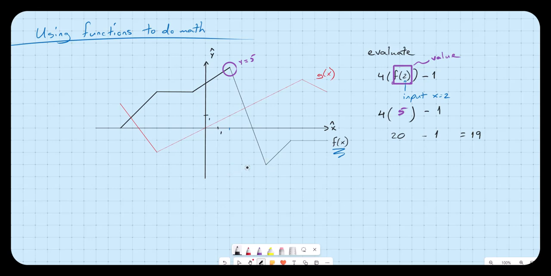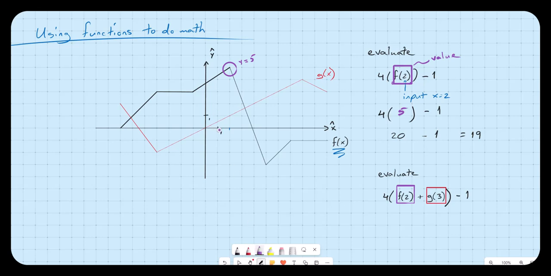So now I can read two different values off of here. Maybe I want to evaluate 4 times f of 2 plus g of 3 minus 1. I'm going to do the same thing. F of 2, that's a value. G of 3, that's a value. So both of those are boxes that I can find.